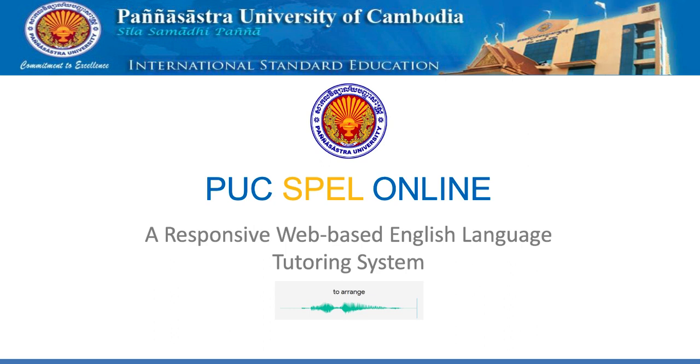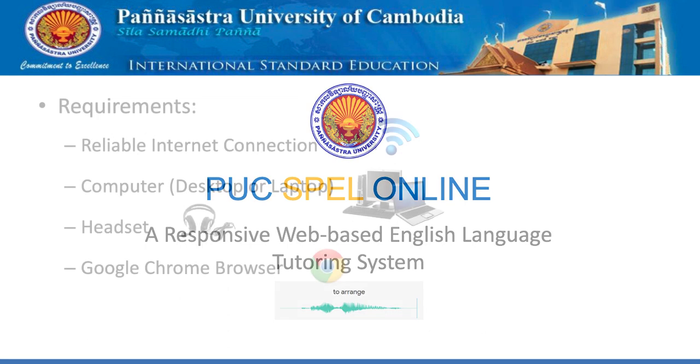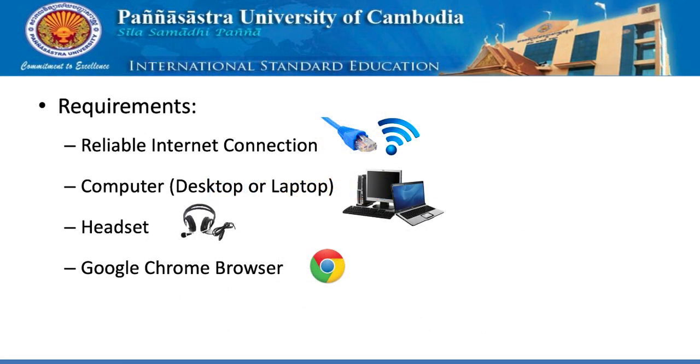PUC SPEL Online is a responsive, web-based English tutoring system developed by Panyasastra University of Cambodia, PUC. It helps you to improve your English vocabulary, grammar, and pronunciation. To have access to PUC SPEL Online, you are required to have reliable internet access, a computer, desktop or laptop, a headset, and a Chrome browser. Once you have everything, you can begin to learn and improve your English now.